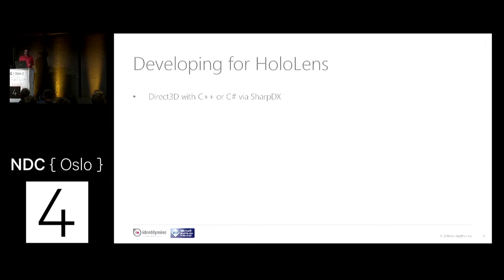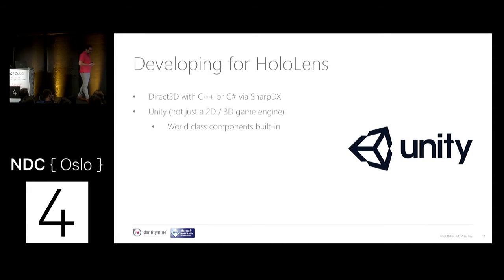So how can you develop for HoloLens? First of all, you can just use Direct3D directly, Direct3D 11 with C++, or even SharpDX, which is a wrapper around Direct3D in C#. Or you can use a middleware like Unity. Unity is not just a 2D or 3D game engine, where it comes from, it's actually also used to build applications. And you have a ton of amazing components already available, like a very good global illumination system where you can have very realistic shading, and also physics and so on.